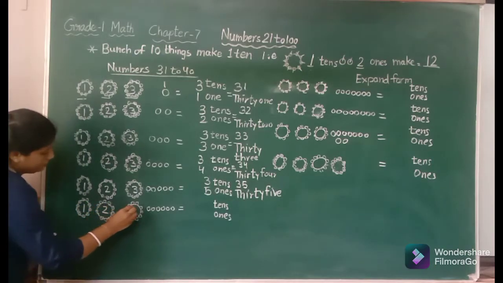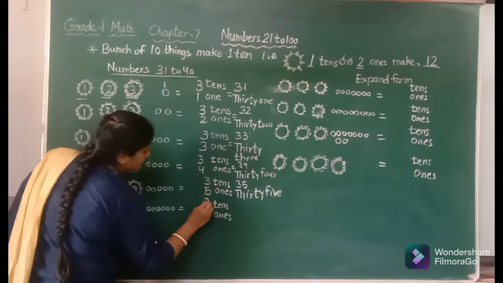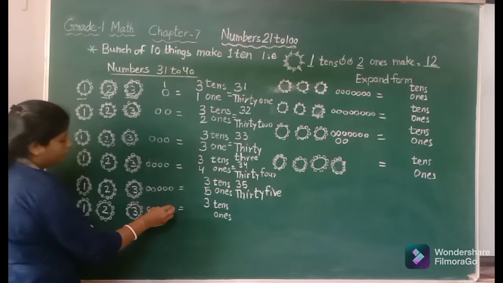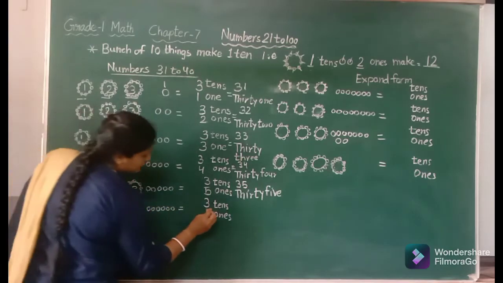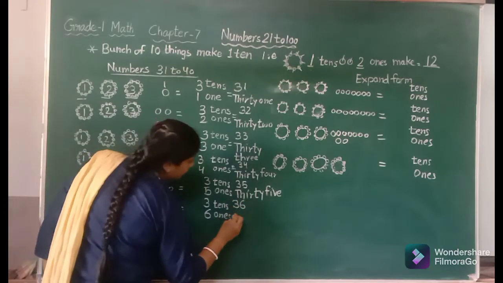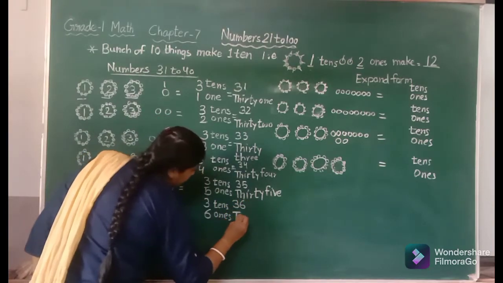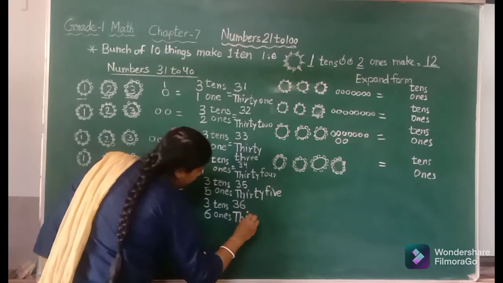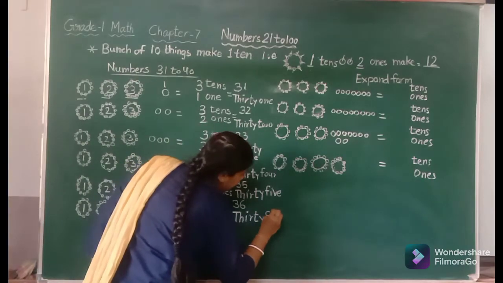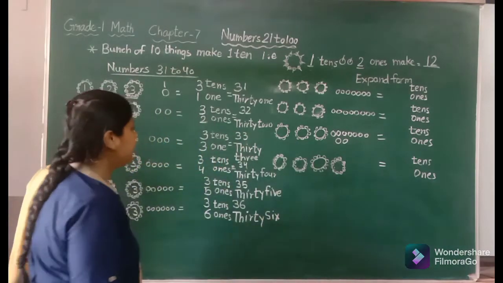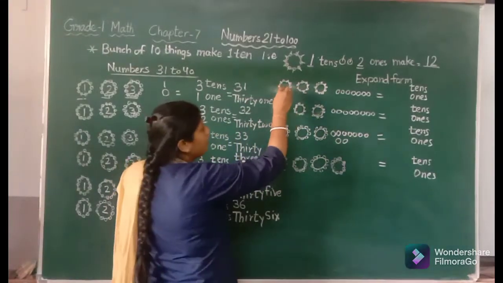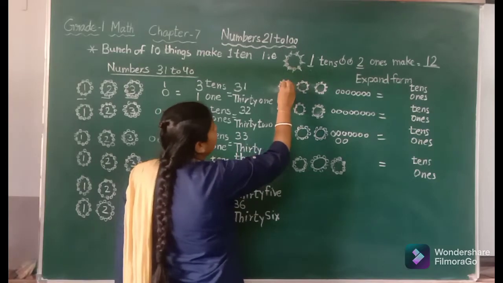Next, how many tens are there? 1 ten, 2 tens and 3 tens. So write here 3 tens. And how many ones are there? 1, 2, 3, 4, 5, 6. 6 is there. So write here 6. So make a 36. And what is the spelling of 36? T-H-I-R-T-Y, 30, S-I-X, 6. 36.